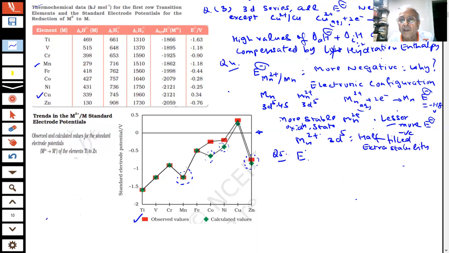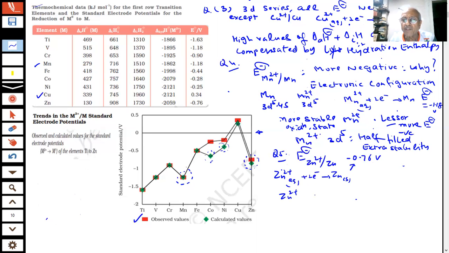Now the next question, student. E naught Zn2 plus to Zn. How much? Minus 0.76. So why is it also other values you see, 0.28 and this minus 0.65? What is the reason, student? This also has a large negative value. Why is it so negative? Zn2 plus has a fully filled d orbital. So Zn2 plus is more stable than Zn, otherwise it will convert into it.